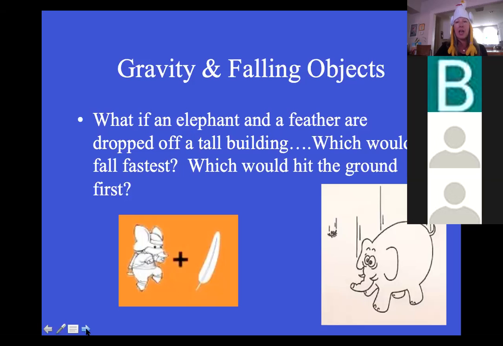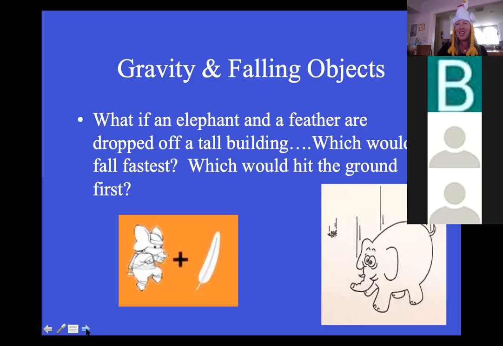Okay, so now that we've established that, I want to ask you the big question here, and I want you to make a prediction. You're going to make this prediction on your sheet. Let's say that you have an elephant and a feather, and they're on top of a tall building. And don't call animal control on me, because I'm not really going to do this. But if we were to drop an elephant and a feather off of a tall building at the same time, which one would fall faster and hit the ground first?